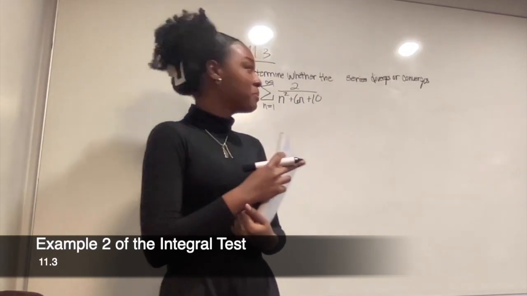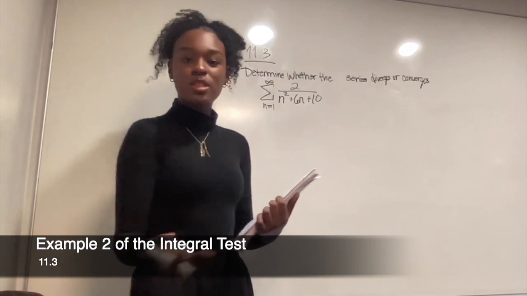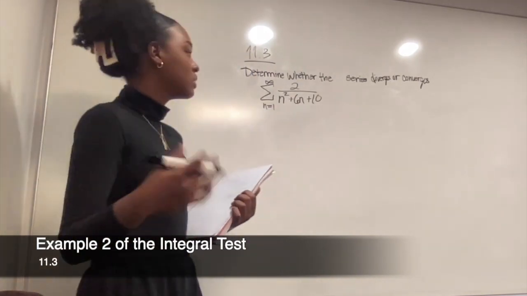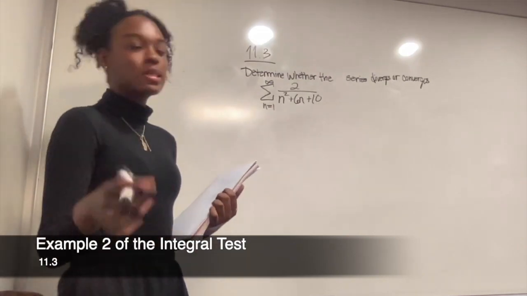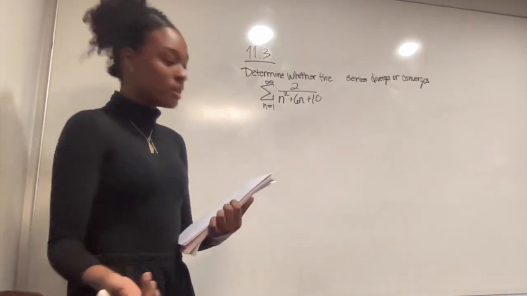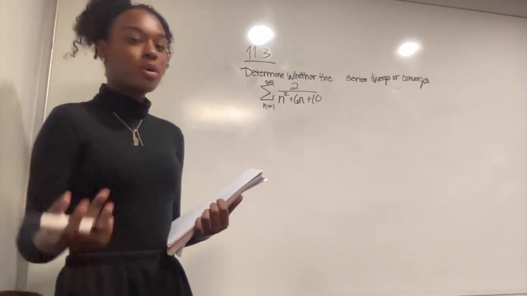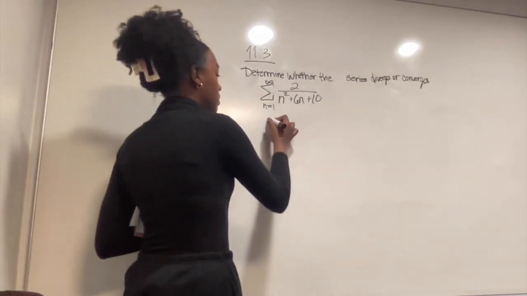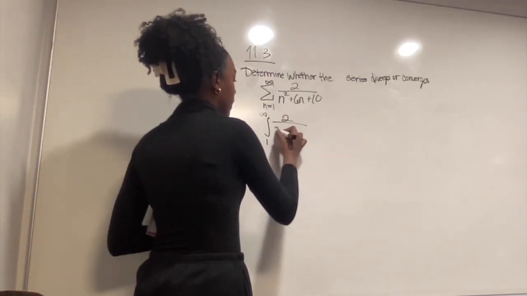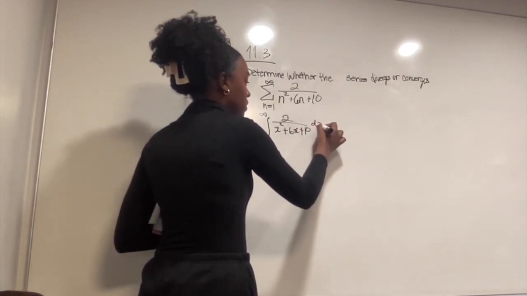So for a second example of the integral test, we are asked to determine whether the following series diverges or converges. And so in order to know whether or not we are even able to use the integral test, we check that the series is positive, continuous, and decreasing on the given interval, which it is, and so we move forward with the integral test. So the first step we're going to do is to rewrite our series in the form of an improper integral, and so this becomes the integral from 1 to infinity of 2 over x squared plus 6x plus 10 dx.